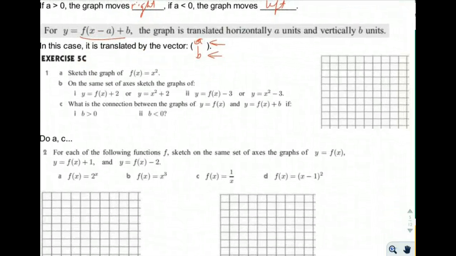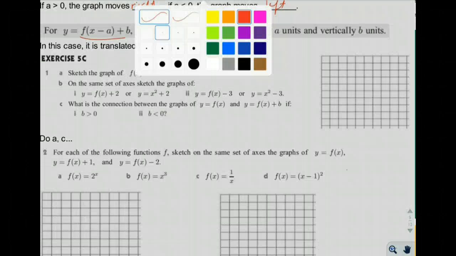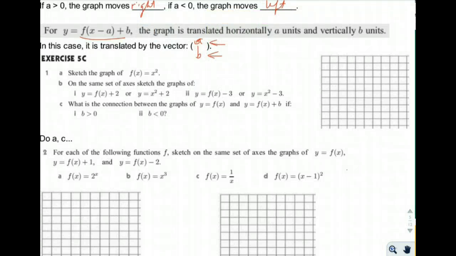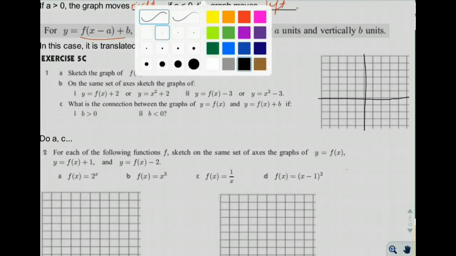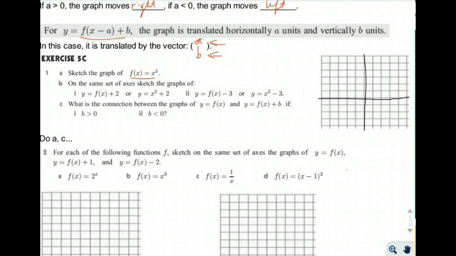Sketch the graph of f of x equals x squared, and then we're going to graph some different variations of that. So first we'll just draw axes here, kind of in the middle. And then we'll draw in red the original function, f of x equals x squared. So maybe this is kind of fuzzy. It's been a few weeks since we did quadratics, but basically you have the points 0, 0, 1, 1, 2, 4, etc. So there's our parabola, the original parabola.